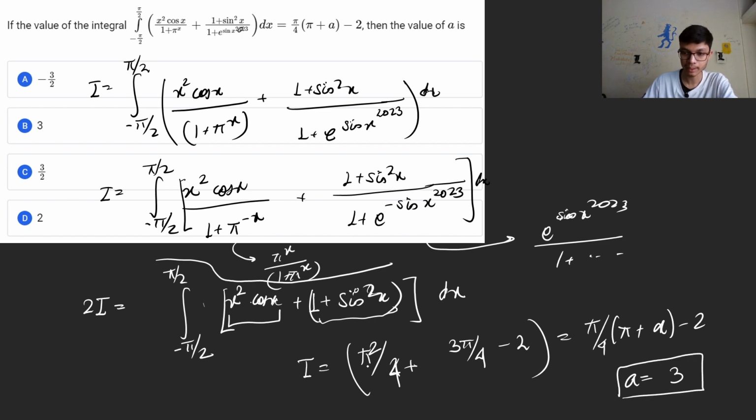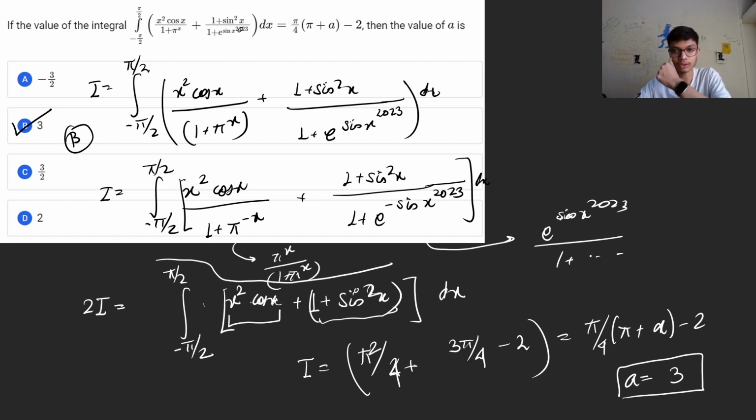You can simplify, you can take pi by 4 common, that is pi plus 3, the a value is going to be 3. So with this the right answer to this particular problem is option number B. Okay, fairly simple problem, just apply the King's property and you are ready to go with the result.